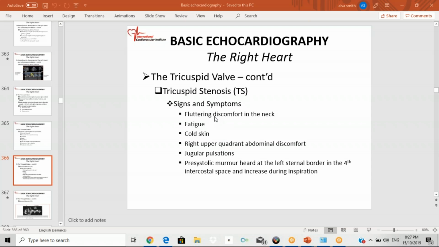So you get a fluttering discomfort in the neck because of that. The cardiac output is going to be reduced, and as a result, the patient will be fatigued, with cold extremities. Because blood cannot get out of the right atrium, the blood will back up into the inferior vena cava, into the hepatic vein, so that the liver will be enlarged and engorged. So you'll get right upper quadrant abdominal discomfort because of enlargement of the liver capsule.